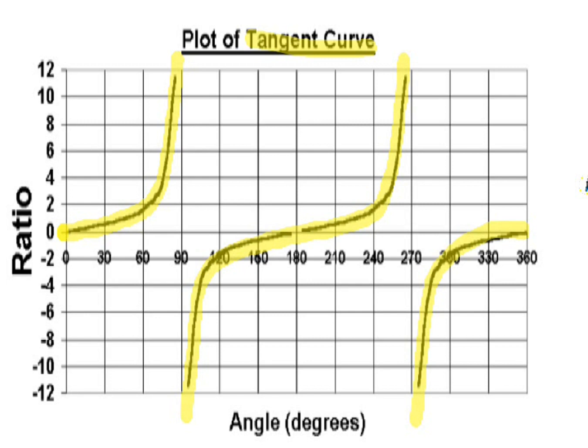The tangent curve is classified as a periodic curve. It repeats itself every 360 degrees, but it's classified as a discontinuous curve as it jumps to positive and negative infinities throughout its cycle.